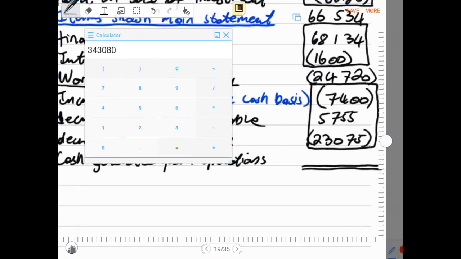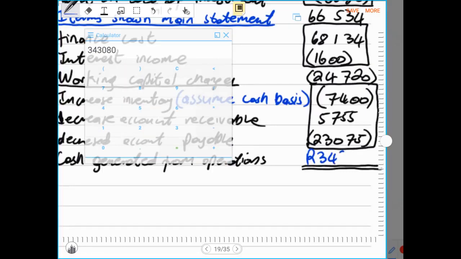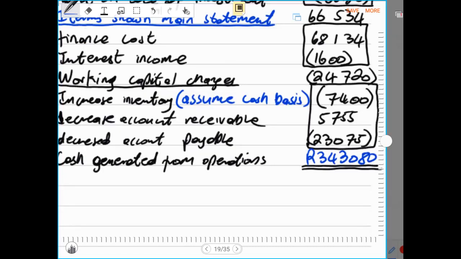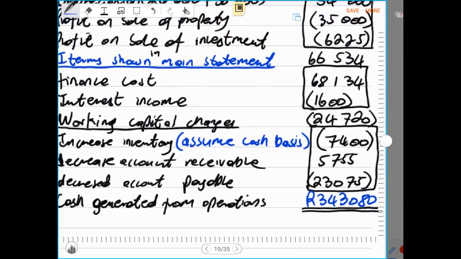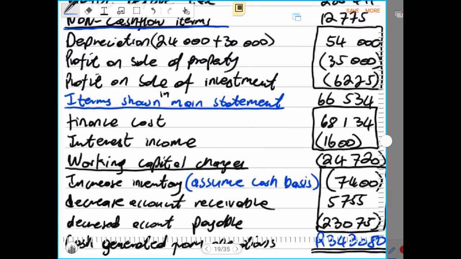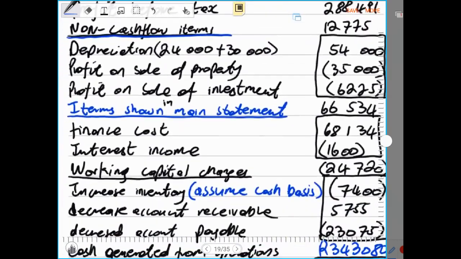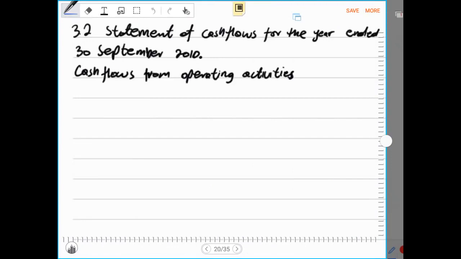Therefore, now this will be our cash generated from operation, and that is 343,080 rands. That will be what will be recorded as our cash generated from operation. So now this is the end of the reconciliation note, and you'll have already got your 10 giveaway marks in this cash generated from operation total.